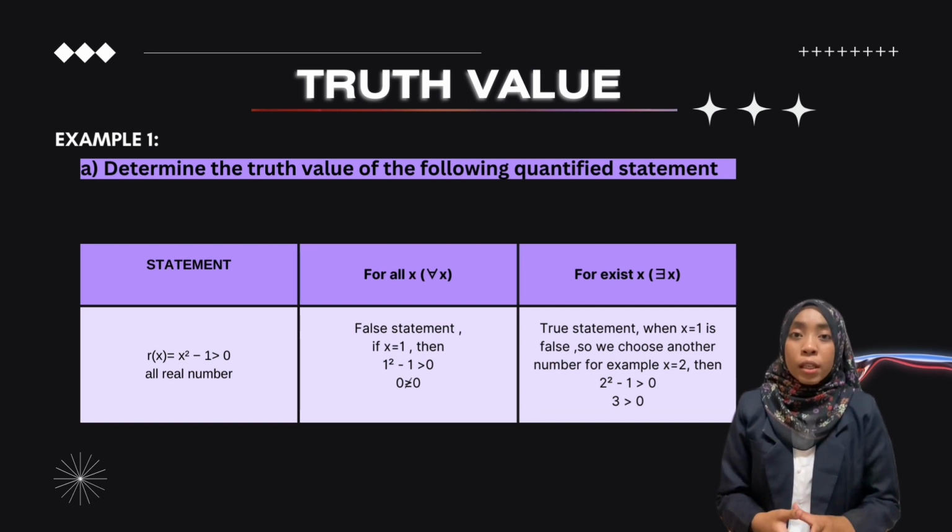If the statement is there exists x such that x power of 2 minus 1 is more than 0. Okay, just now we tried x equal to 1 and it was false. So we change x to another number, for example, x is equal to 2. The 2 power of 2 minus 1 is equal to 3. So 3 is more than 0. So the statement is true.